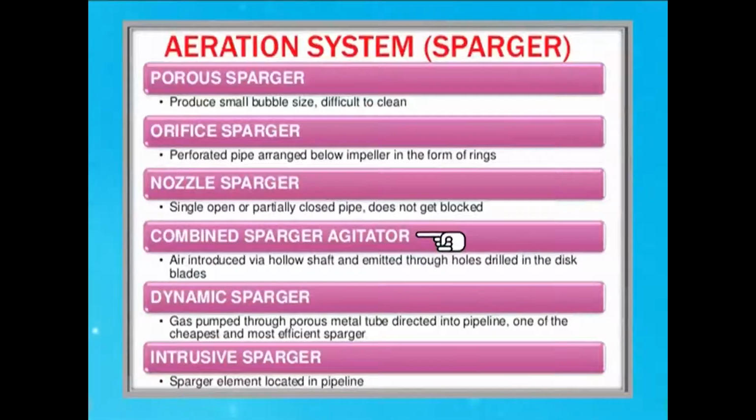Best is a combined sparger agitator one, wherein the agitation system itself, the blades we saw right now, can have pores in the walls so that the pores from the walls can generate the air into the system. We will minimize the use of some amount of power. Then followed by dynamic and intrusive spargers. These are all very specific, required for specific uses.